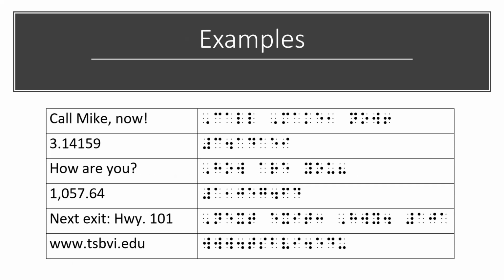Wow. So, here are some examples, and I think we've covered a lot of these. Notice particularly the period being used in web addresses. In the old days, it was the dot 46, which was very confusing because that also looked like a capital or italics. Commas can be used, like in the fourth one up there, 1057.64. Commas are used in words, and the numeric indicator doesn't have to be repeated after that.